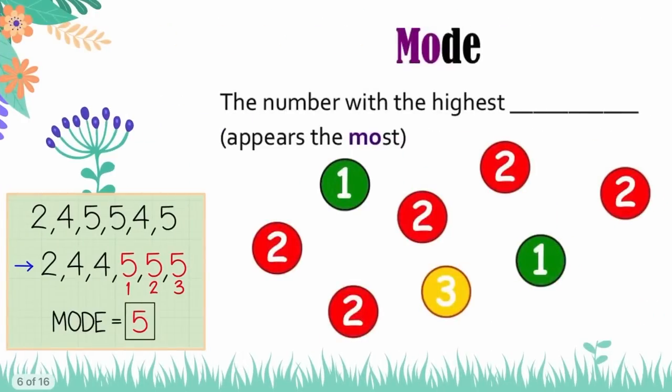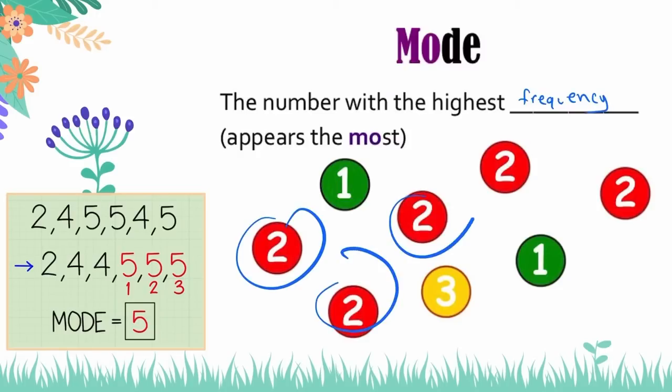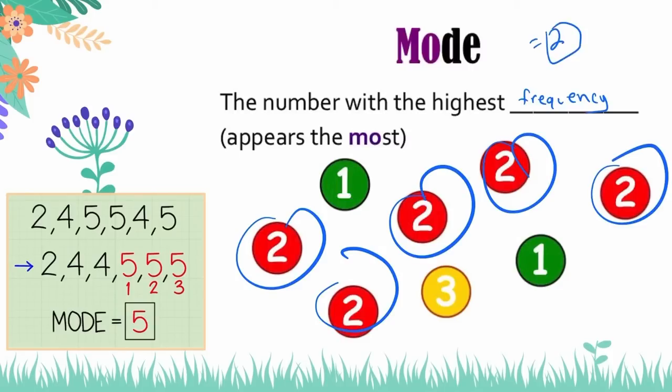The mode, the number with the highest frequency. It's just the number that appears the most often. So in this example, the number 2 appears 5 times. So the mode would be 2. No other number appears that many times.